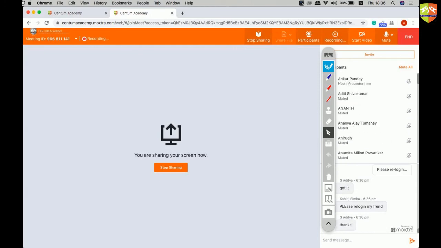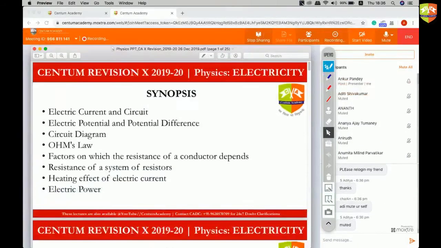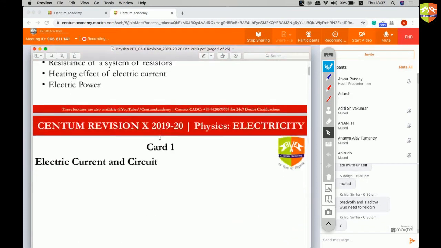In the very same chain of revisions which we, the Centum family, are having with you in parallel for the respective 10th grade exam, today is the lecture for physics. I'm Ankur. I'll be assisting you in order to clarify your doubts and have a quick revision of the chapter electricity. On the screen you can see a list of topics which we are going to do, right or not?